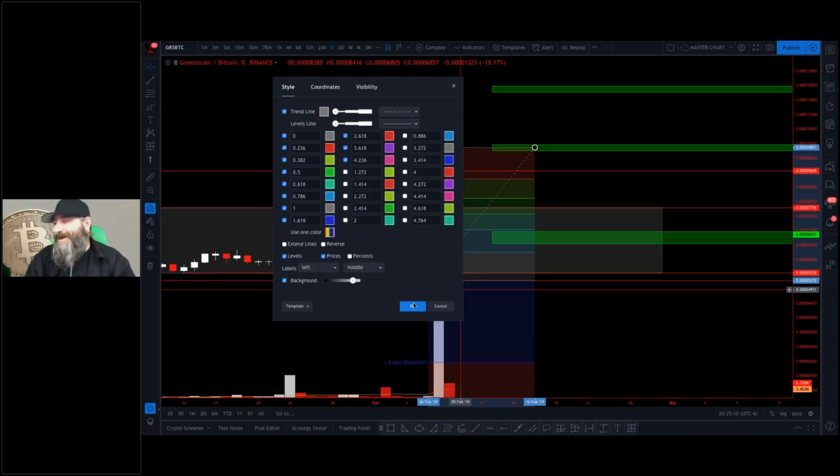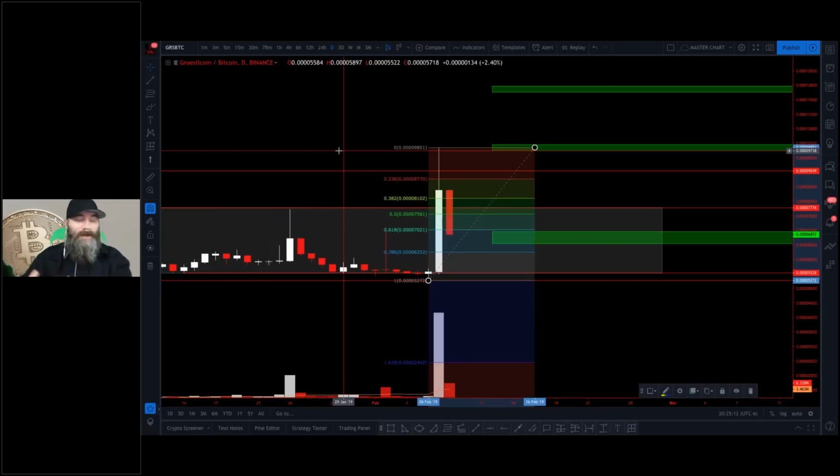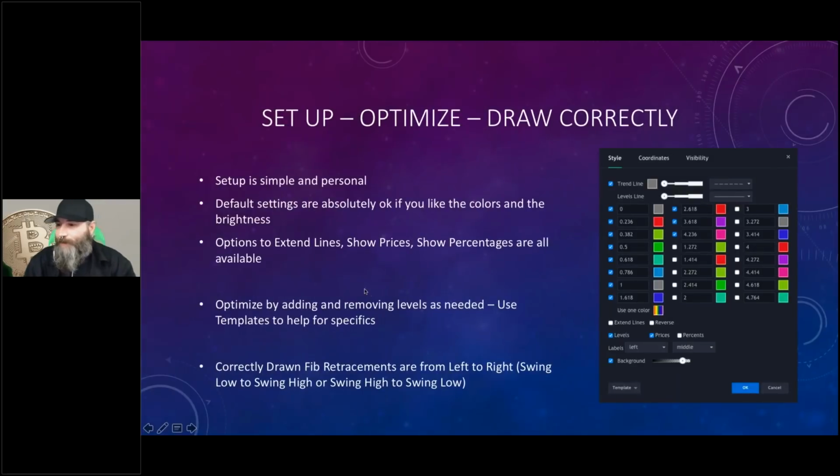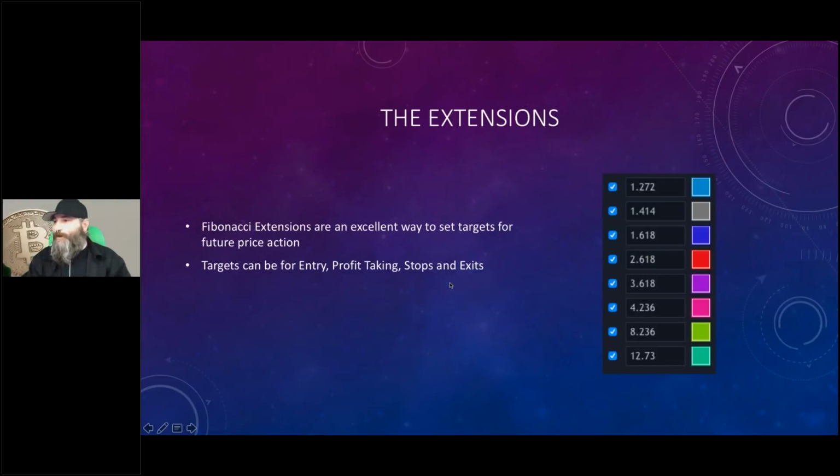All right. So that is what it looks like when you pull it out of the box and you take the wrapping paper off. We should all be good on that. The extensions that we just mentioned, 1272 and 1414. That's profit targets.